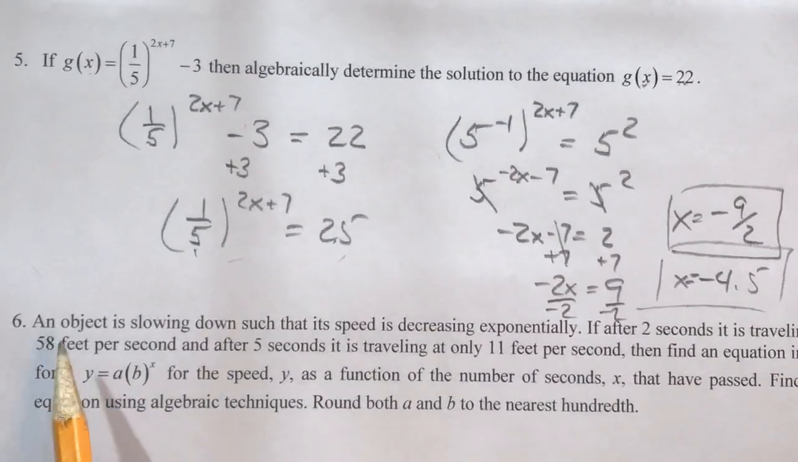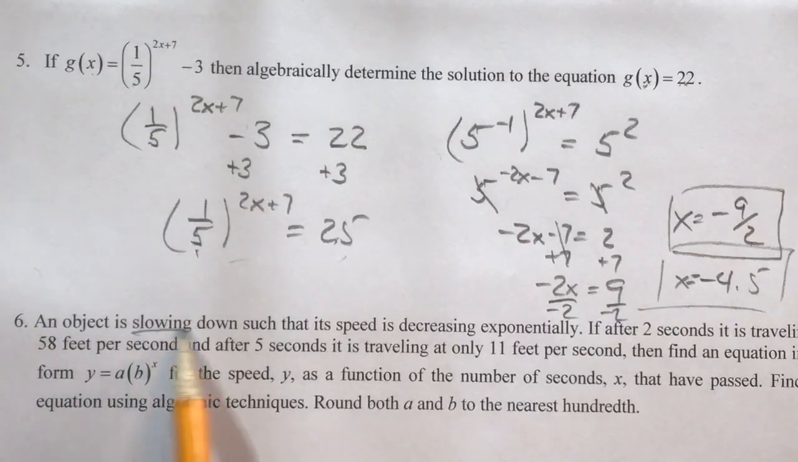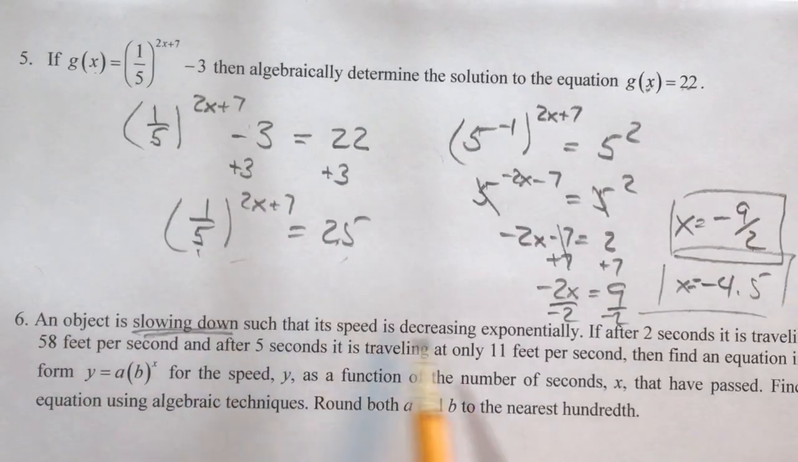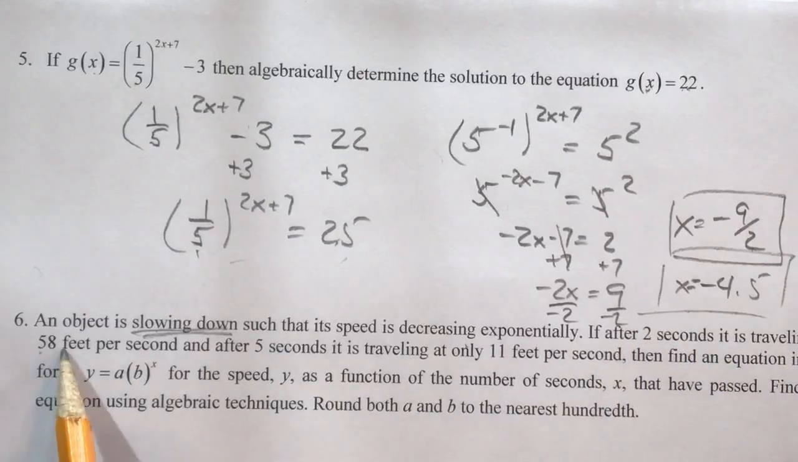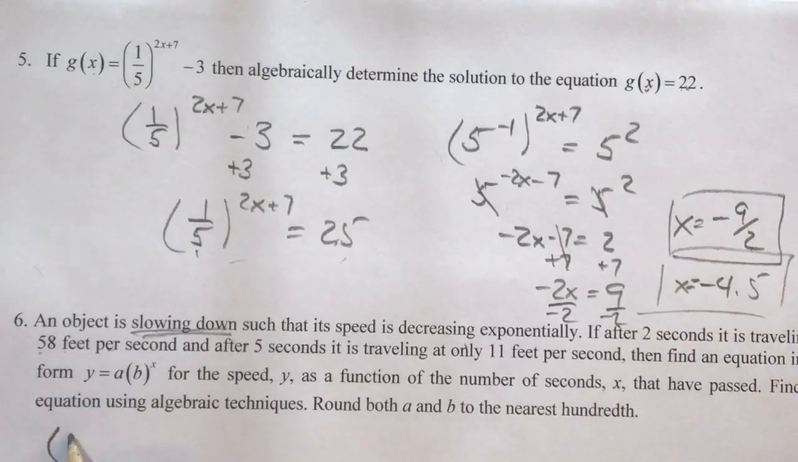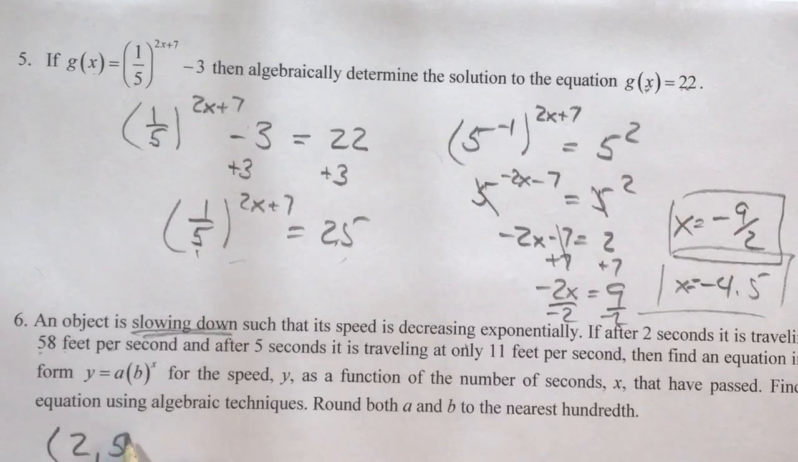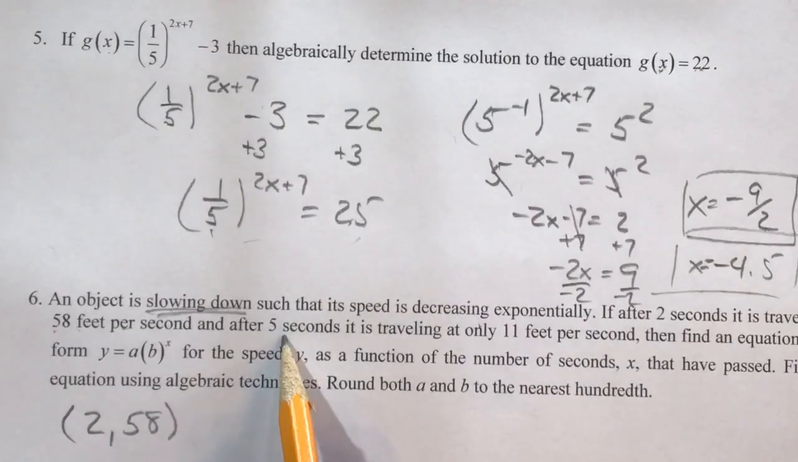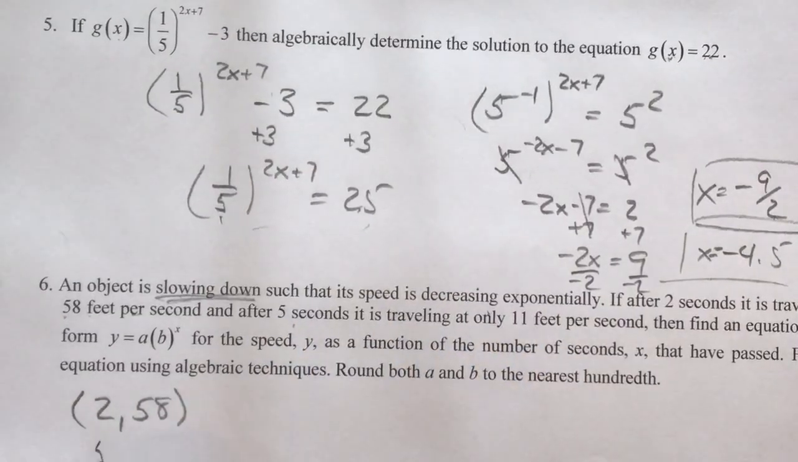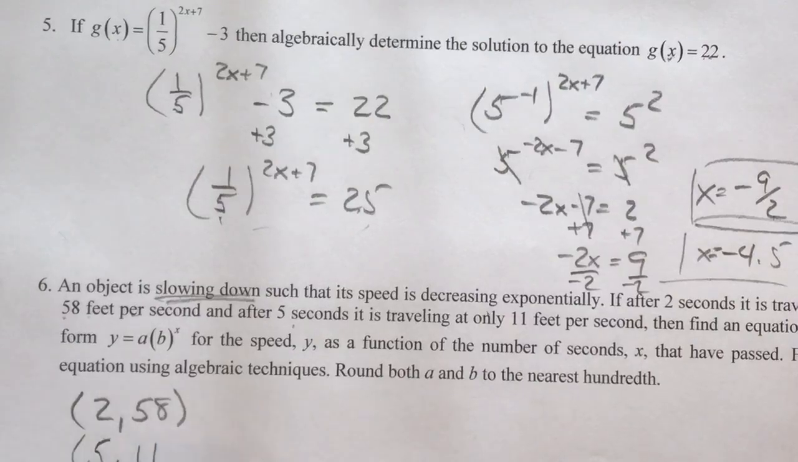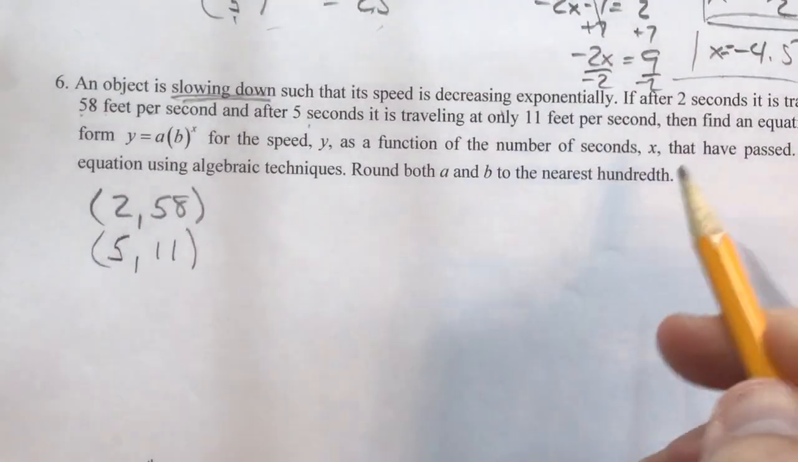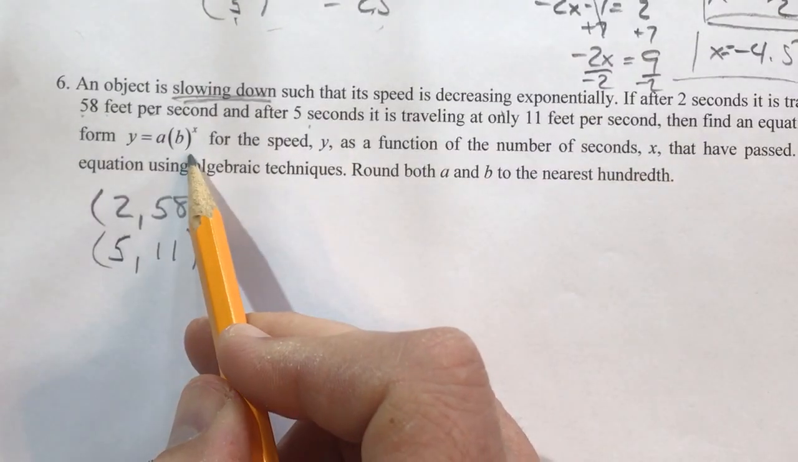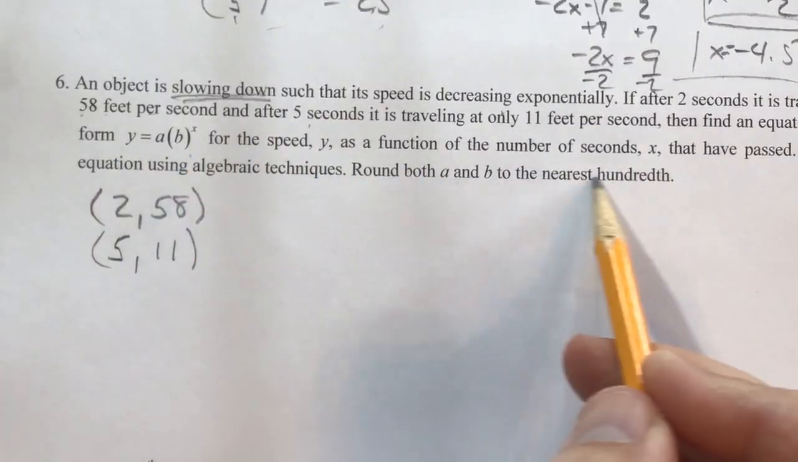All right. An object is slowing down, so decaying, decreasing. After 2 seconds, it's traveling at 58 feet per second. So there's one input: 2, 58. After 5 seconds, it's only going 11. So it's decaying. It's getting slower. Okay. Come up with an equation. Round A and B to the hundredths place.